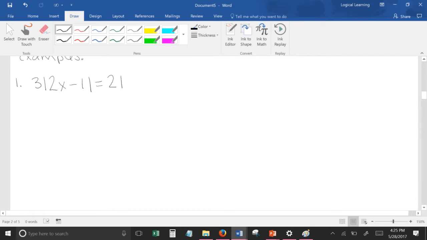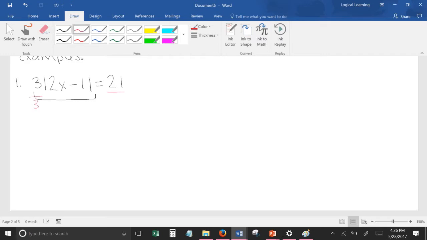Here we have 3 times the absolute value of 2x minus 1 is equal to 21. Well, the first thing we want to note is that the whole left side is not in absolute value. So we can't just say 3 times 2x minus 1 is 21 or negative 21, because the entire left side is not in absolute value. If we want to separate it into two equations, we have to have this whole thing be in absolute value. Just like before with radicals, if we wanted to square it, we needed the square root to be by itself on one side. Same concept here.